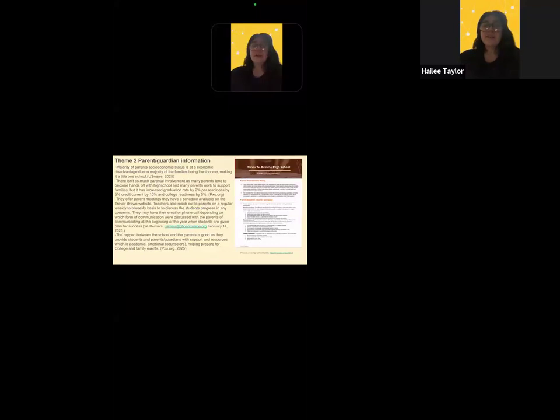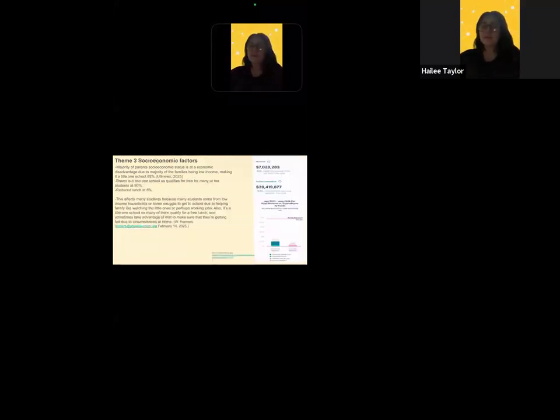Here's some parent and guardian information. Overall, the school tries to actively communicate with the parents back and forth, either talking to them in their preferred language or method of communication. And overall, they try to inform the parents of what may be going on in the students' lives.